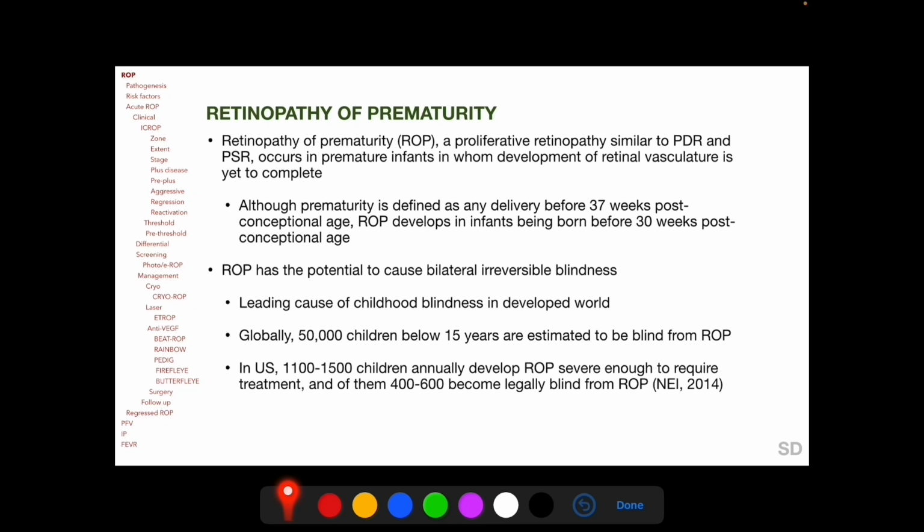ROP has the potential to cause bilateral irreversible blindness and is one of the leading causes of childhood blindness in the developed world. Globally, it is estimated that 50,000 children below 15 years of age are blind from ROP.